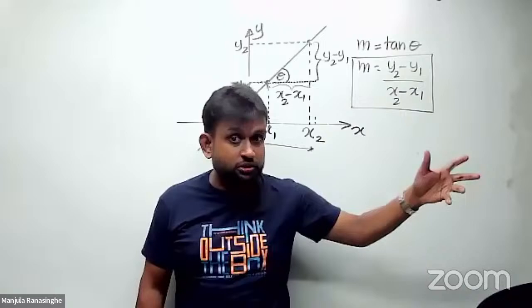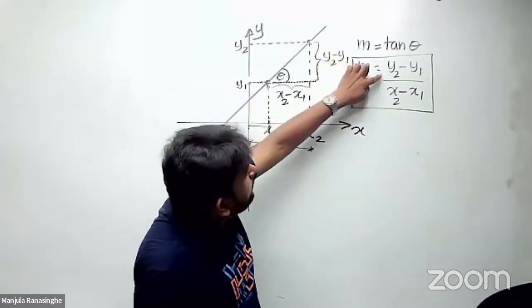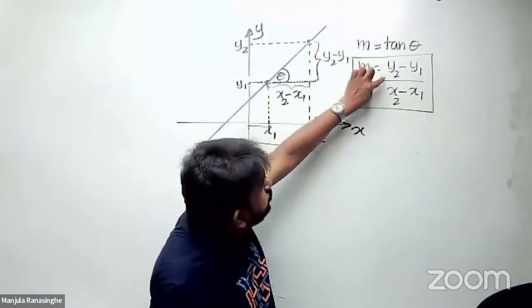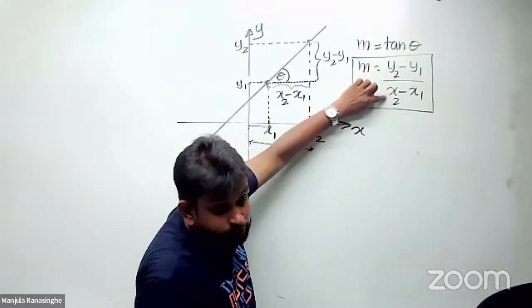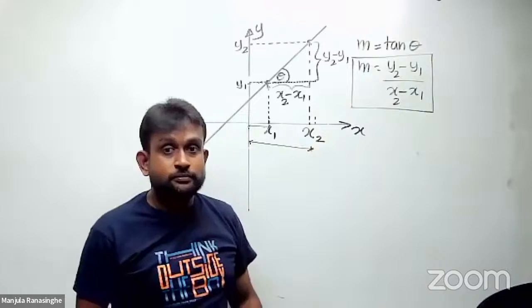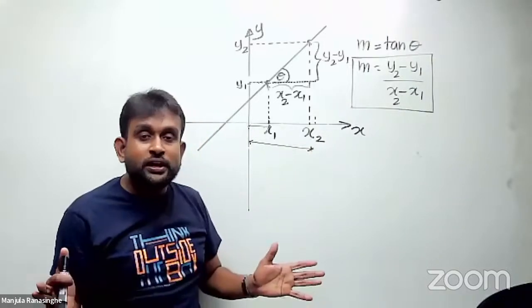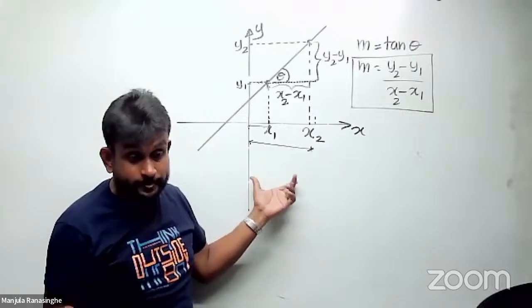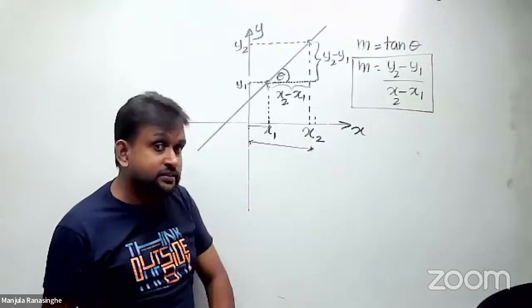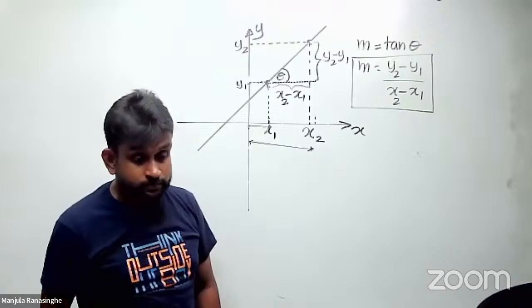y is on the top. y2 subtract y1, and as here, x also starts with x2 minus x1. Then I will show you the way of getting the answer. Okay, just draw this figure. This is a theory class, so you have to note it down.